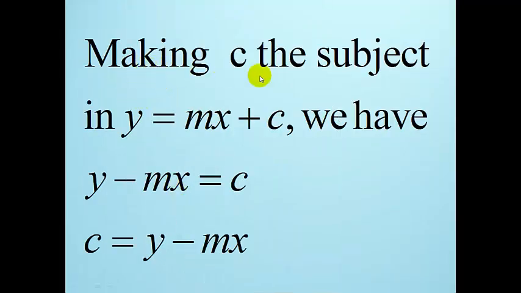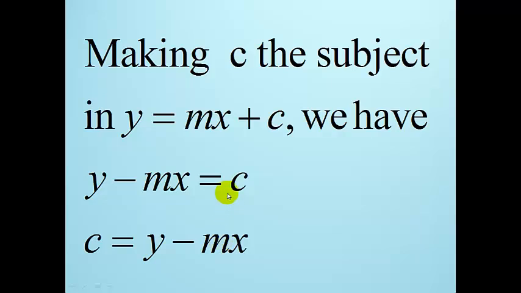Now, making c the subject in y equals mx plus c. If you want to make c the subject, that means that we want c to stand alone, and therefore mx on the right hand side becomes minus mx on the left hand side. So we have y minus mx equals c, and this can be written as c equals y minus mx.